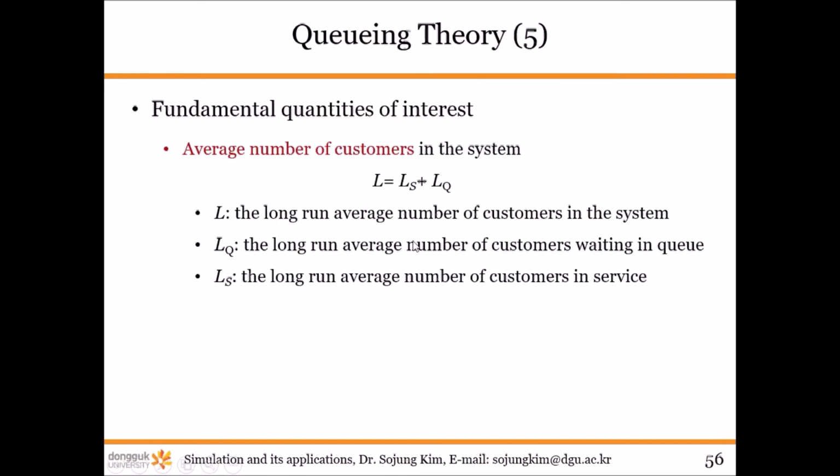Once again, L is the long run average number of customers in the system. LQ is the long run average number of customers waiting in queue. LS is the long run average number of customers in service, or in the server.